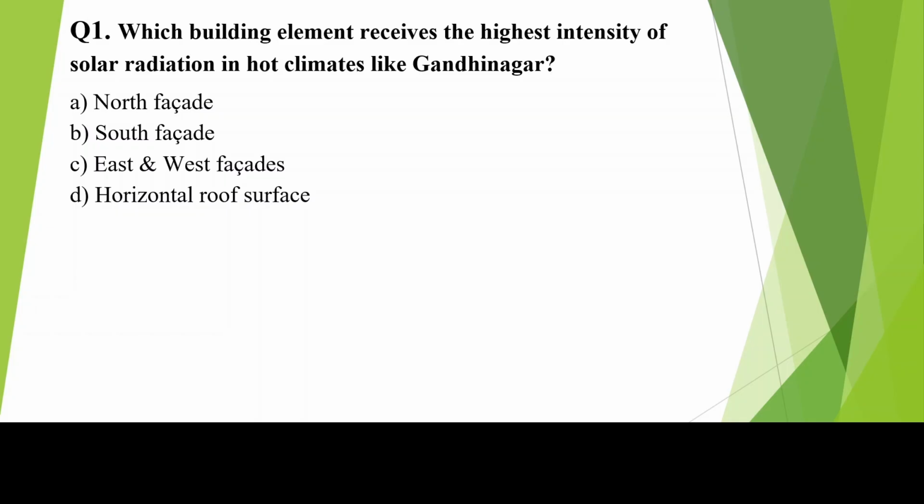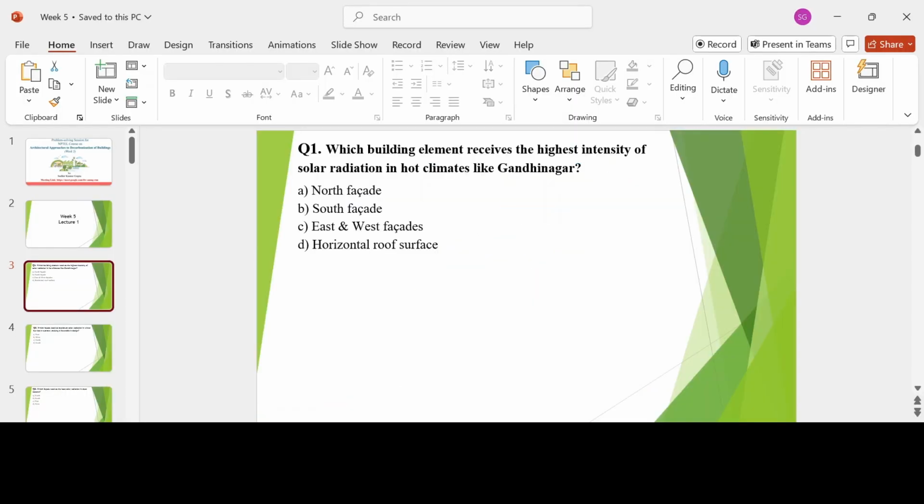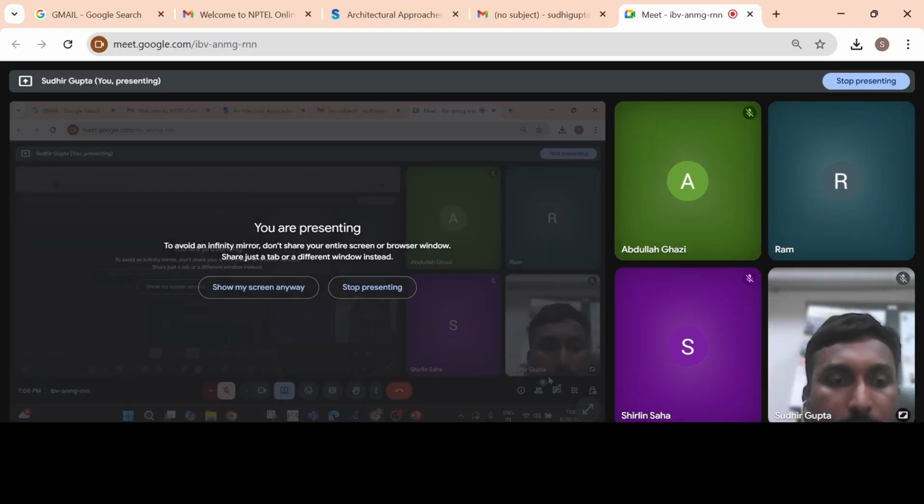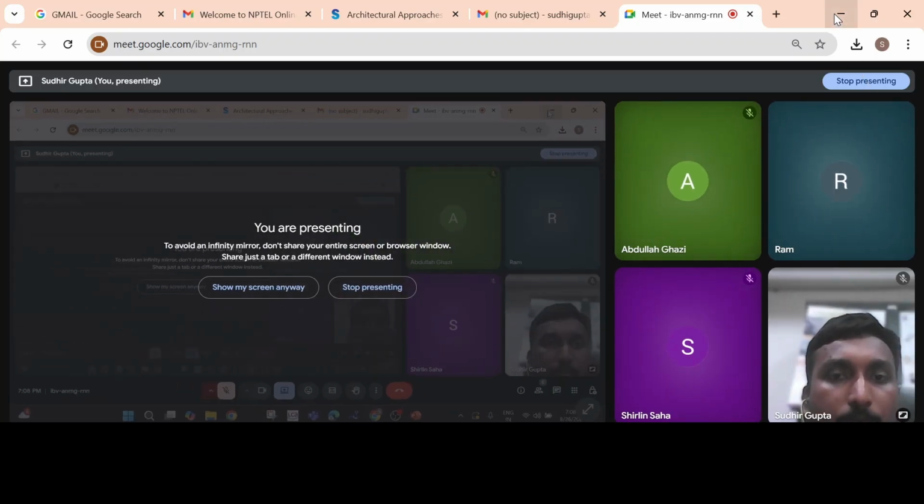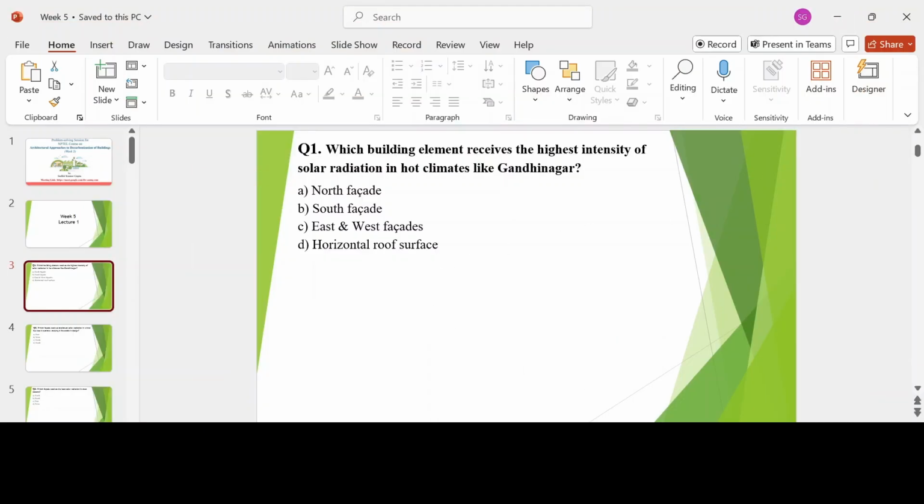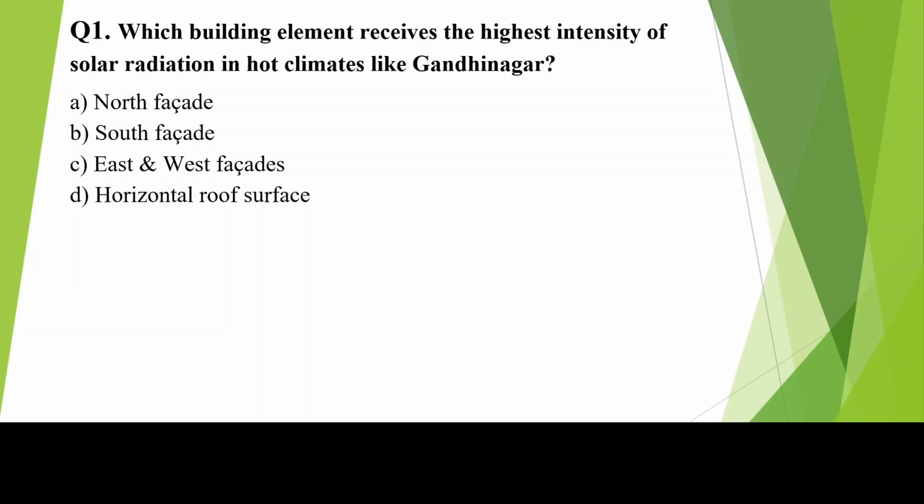I think we have received answers from the audience, and for this particular question, 1D has been marked by most of the students. So 1D is the correct answer for question number 1, that is horizontal roof surfaces.